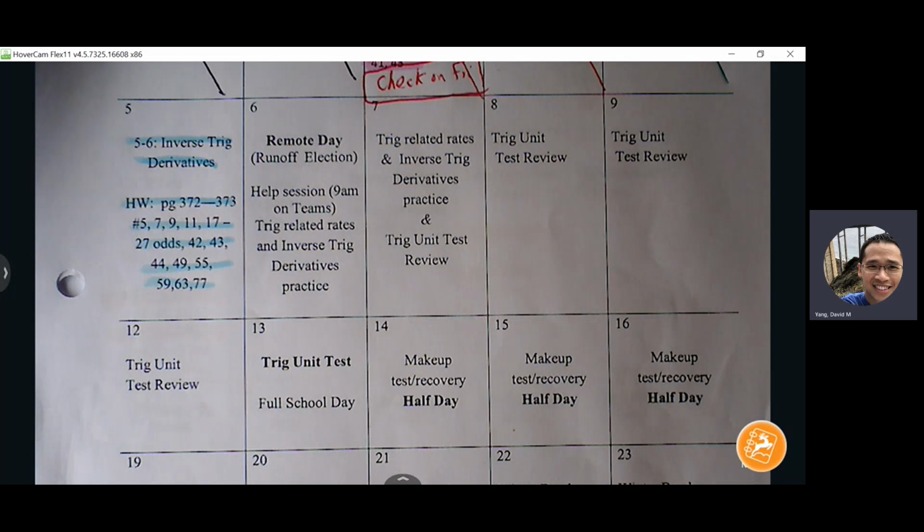I will have help sessions starting tomorrow morning. I'll send out a reminder this afternoon. It'll be over Teams as well as in the classroom. So I'll just pick out problems. Either I'll redo problems or I'll just continue to hit the topics that we're going to be seeing on the test. If you have any test recoveries that you want to make up, you can do it on the makeup days next week.